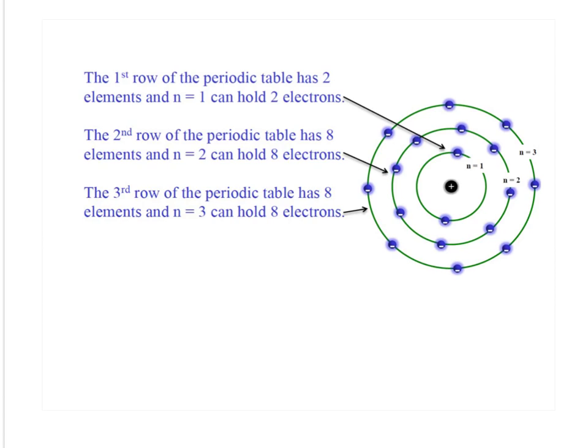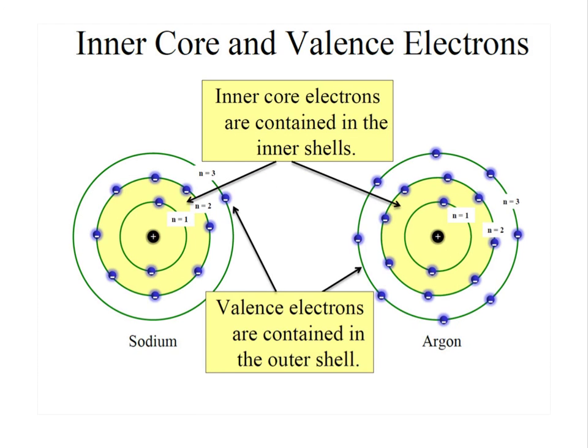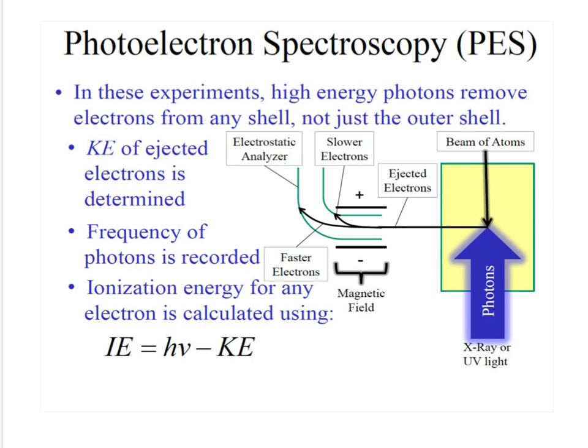Okay. So again, 2 in the second, 8 in the third, 2 in the first, 8 in the second, 8 in the third, right? Okay. And keep in mind, these are the inner core electrons, and the valence ones are on the outer shell. Okay. So photoelectron spectroscopy, I'm going to explain how they gather this data.